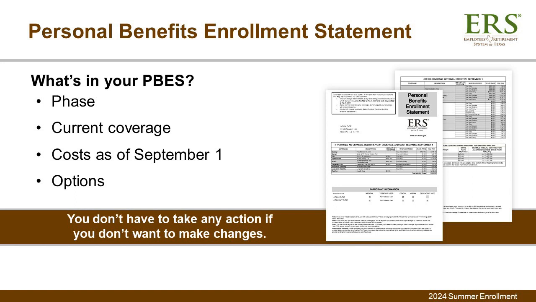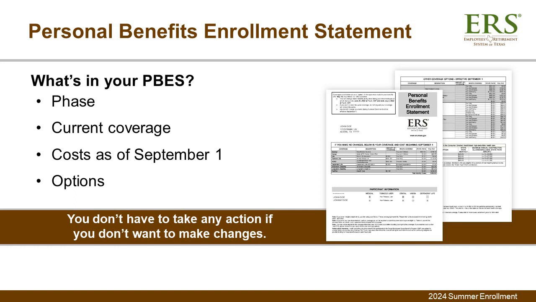If you have more than 3 dependents enrolled in coverage and do not see the dependents in your PBES, you can log into your ERS online account to verify their coverage. The other pages of your PBES will provide you with all the options available to you. If you want to make changes, please make them during your assigned phase. You can log into your ERS online account or ask your benefits coordinator to make changes on your behalf.